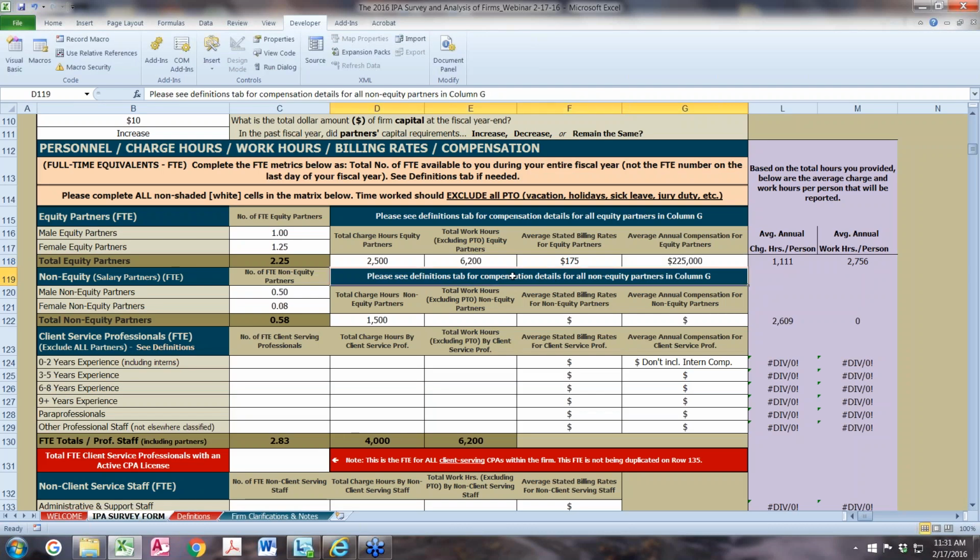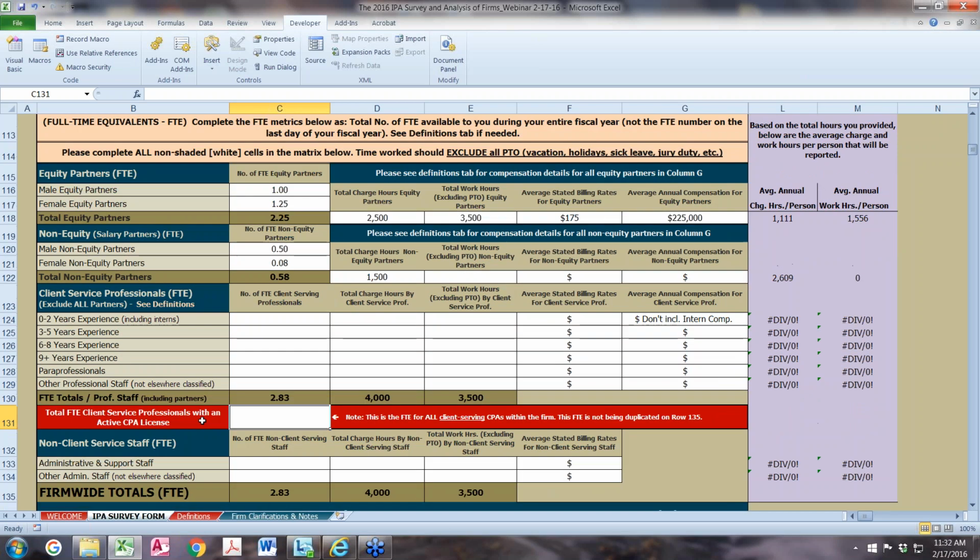In row 124, when you're putting in the compensation for the 0 to 2 year experience people, please do not include intern compensation, as it just skews the results. Next, I want to call your attention to row 131. Please note that this is not part of the auto-summed fields that are being added in column C. We want to know, of those professional staff in the total in row 130, how many of them are CPAs? And again, we're looking for full-time equivalent numbers here.